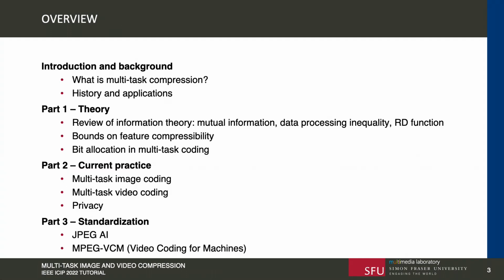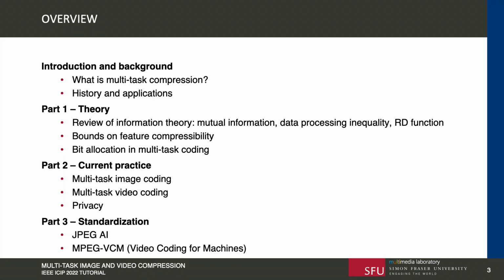We will start the tutorial by defining what we mean by multitask compression and what potential benefits it may have over conventional single-task compression. We will also talk about the history of the problems related to multitask compression and mention some of the current applications that require multitask compression.